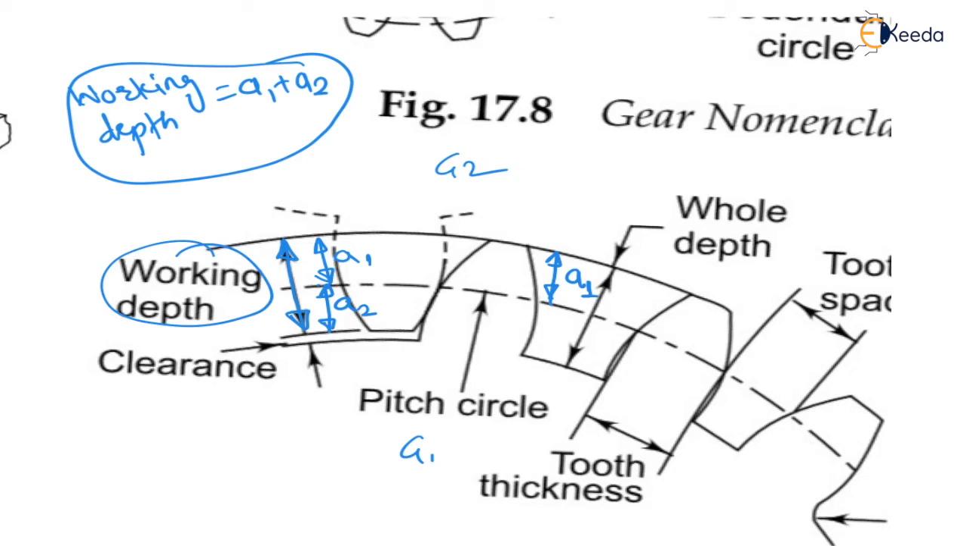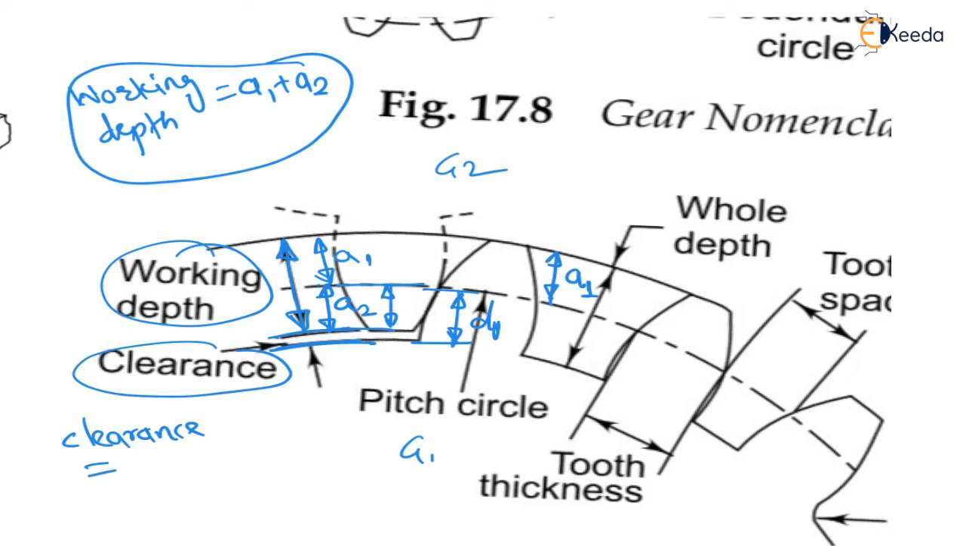Now you can see clearance again. Here you can see this distance is called clearance. This clearance is, here, the dedendum of the other gear. This distance is the addendum of the second gear, and this distance is the dedendum of the first gear. Therefore clearance is the difference between the dedendum of one gear and the addendum of the other gear, right?